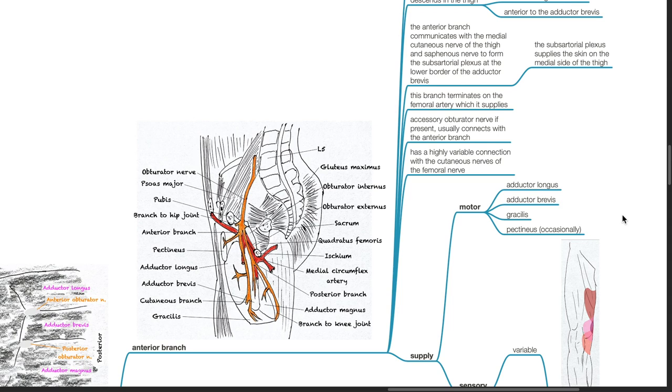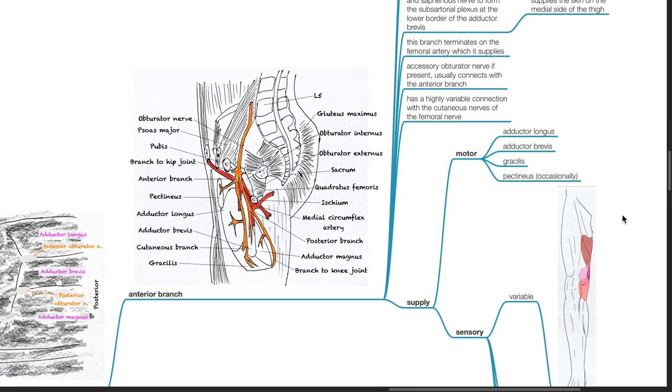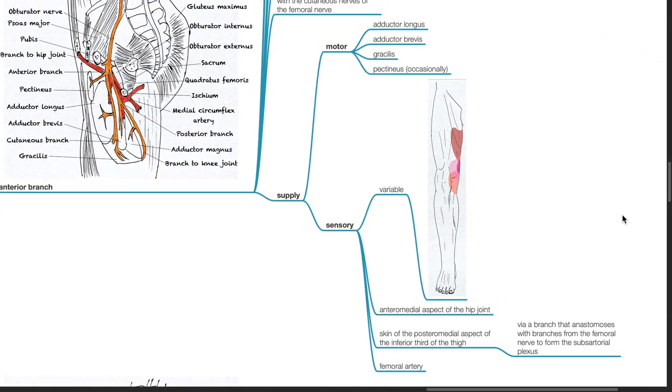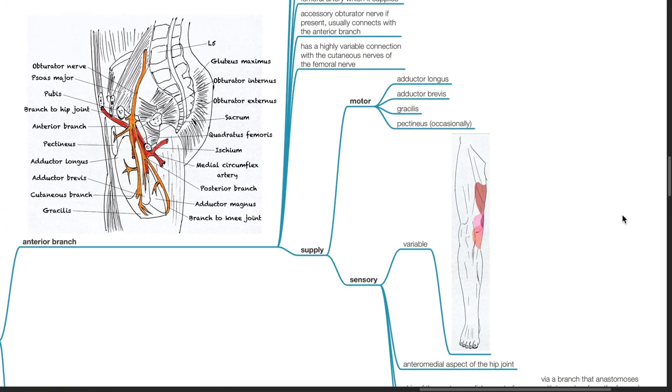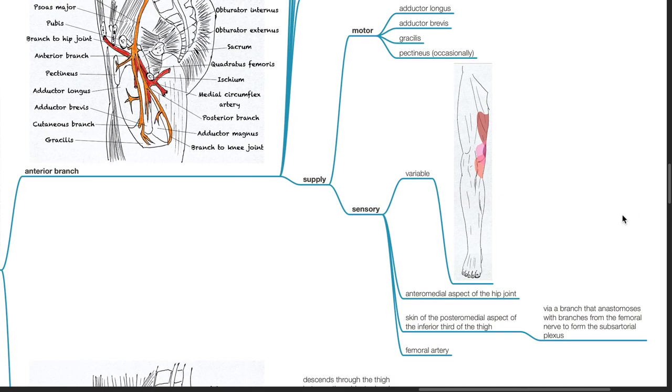This branch terminates on the femoral artery, which it supplies. Accessory obturator nerve, if present, usually connects with the anterior branch. The anterior branch has a highly variable connection with the cutaneous nerves of the femoral nerve. Motor supply includes the adductor longus, adductor brevis, gracilis, and occasionally the pectineus. Sensory supply is variable: the anteromedial aspect of the hip joint, skin of the posteromedial aspect of the inferior third of the thigh, and femoral artery.